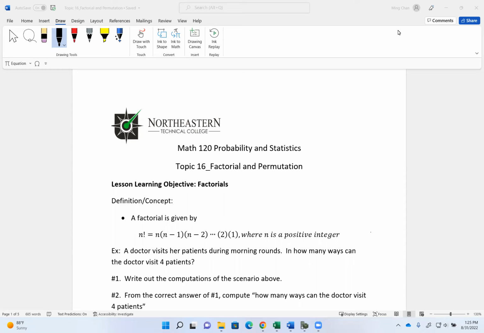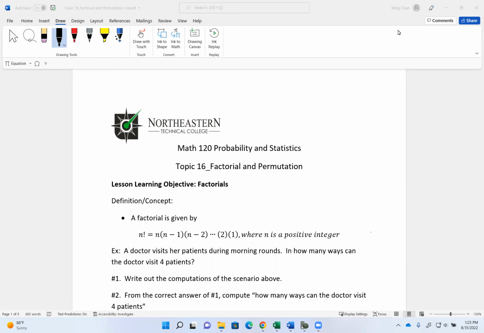In this topic, I want to talk to you about what's so-called factorials and permutations. In the previous topic, we learned the principle of counting. So I'm going to continue and expand a little bit on that counting idea. This is called factorials and permutations. Again, this is the way we actually count.